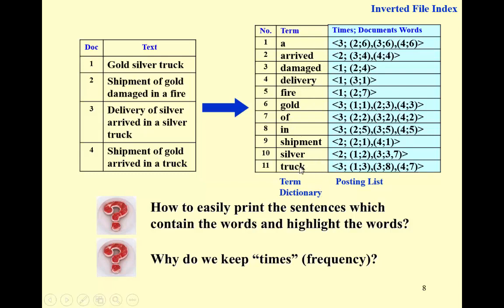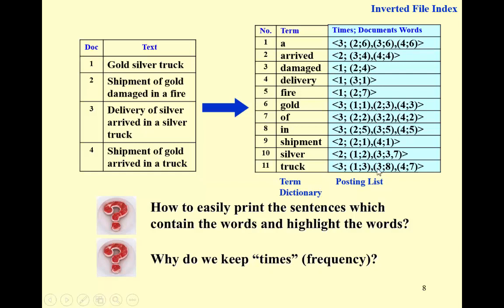One solution is that we just start from the first term, truck, and check its posting list. Okay, and see truck appeared in document 1. Is document 1 also in the posting list of silver? Yes. Is document 1 also in the posting list of delivery? No. So document 1 is not counted. Let's check the next one.